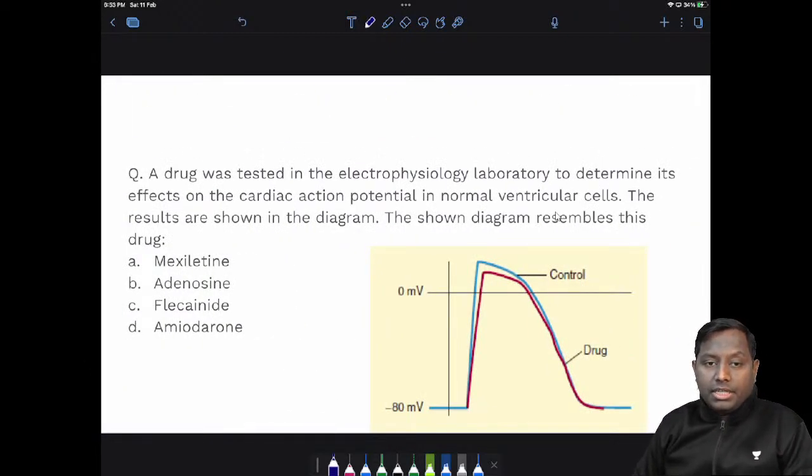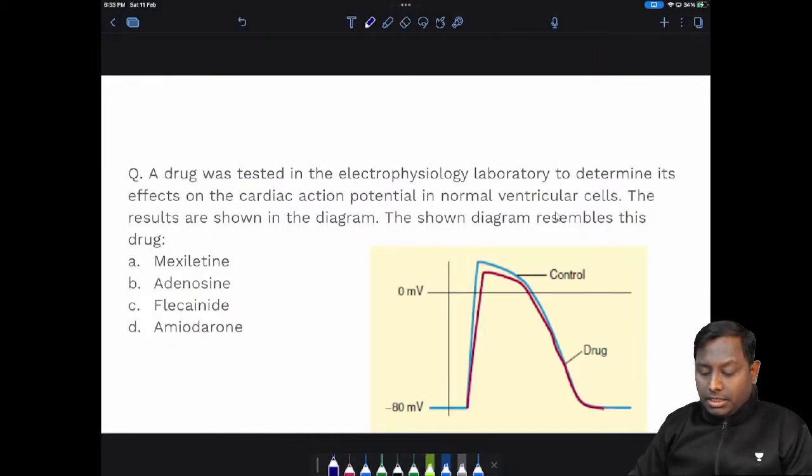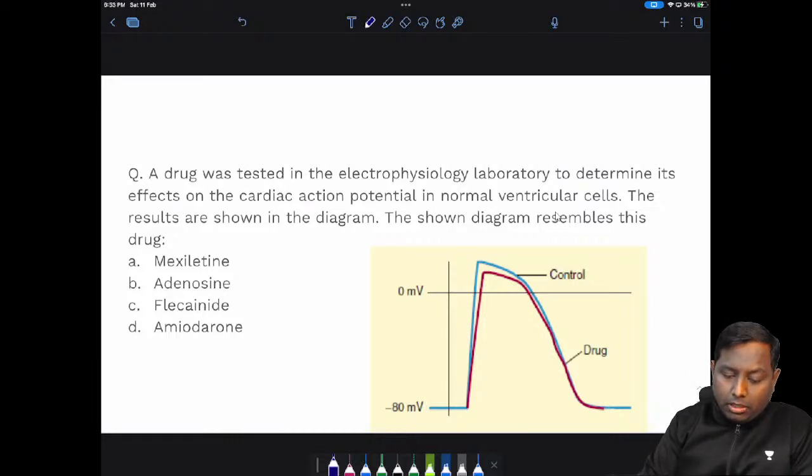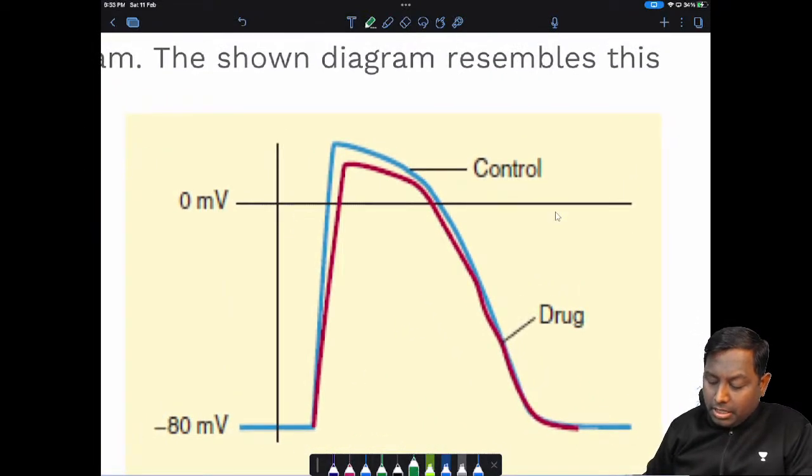Now a drug was tested in an electrophysiology lab. This question has already been asked in a recent examination as well. A drug is tested in the electrophysiology laboratory to determine its effect on the cardiac action potential in the normal ventricular cell. The results are shown in the diagram, and the shown diagram resembles this drug. Let us see which drug we are talking about. If you look at this image, first and foremost we have the control. The blue one is the control.